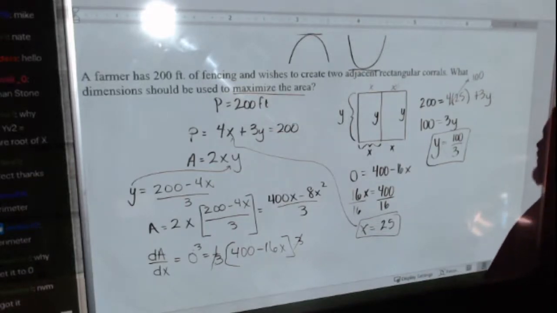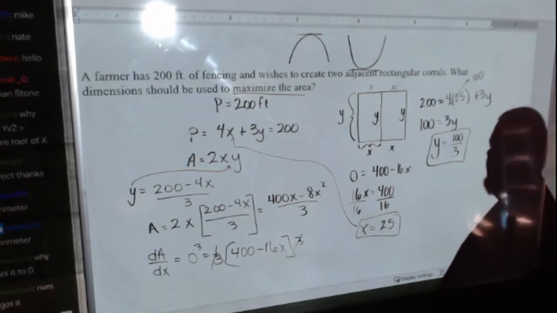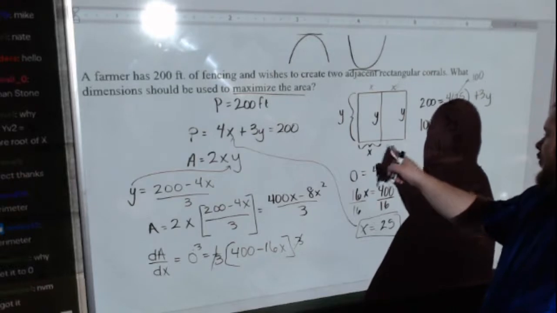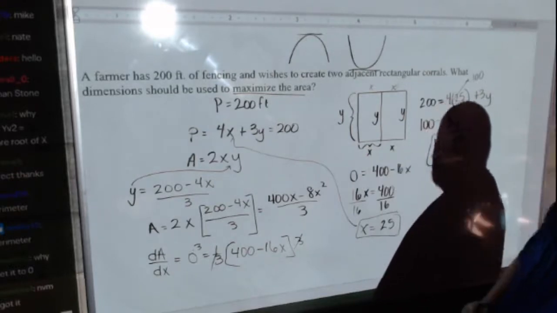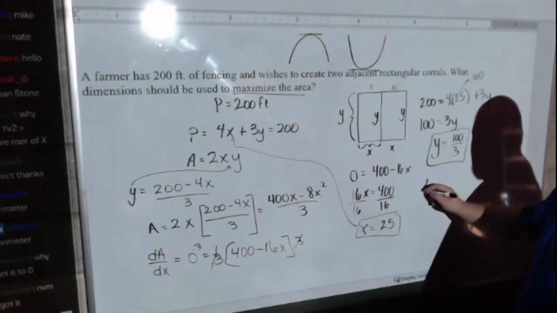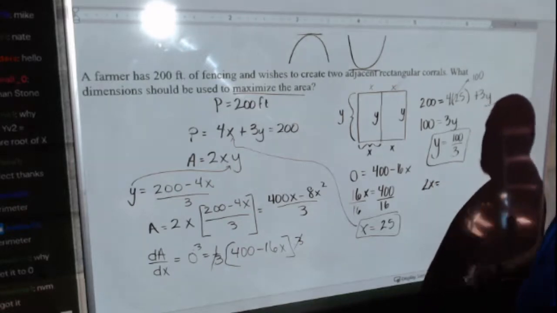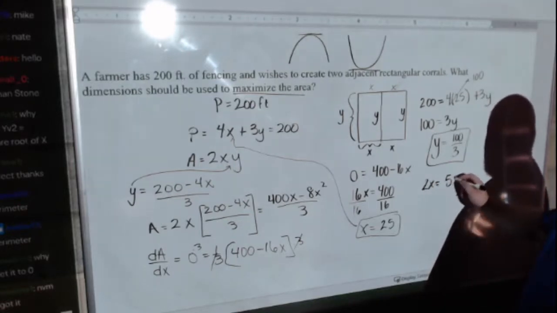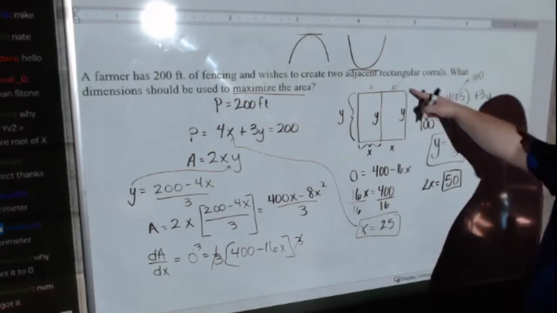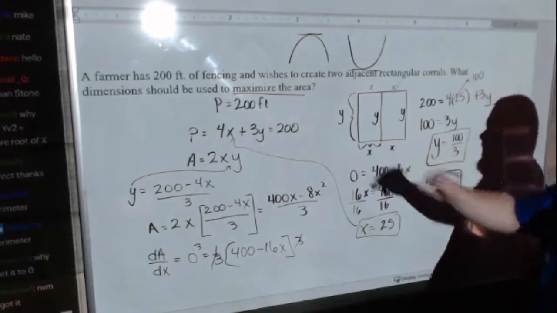So then the last part is, it says what are the dimensions? Well, x is half of one of these sides here. So I really need the dimensions to be y and 2x. So one side is 100 thirds, the other side is 50.